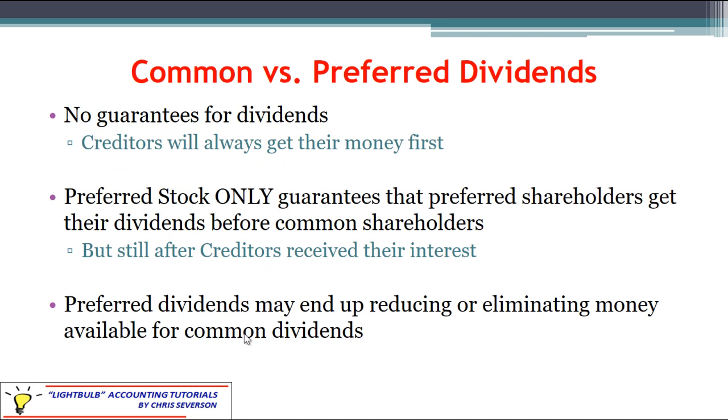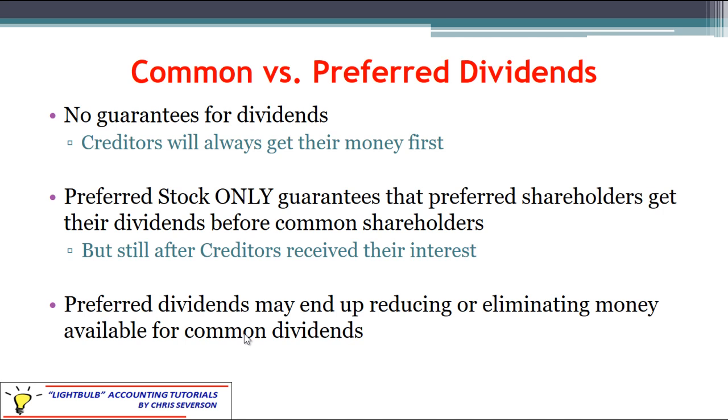Just a reminder, there are no guarantees for dividends, at least until it's been declared. Creditors will always get their money first, and again, the creditors will get their interest first. Now, in later modules, we talk about preferred dividends. One of the preferences there is that they'll get their dividend before common stockholders will get their dividend. But keep in mind, this is still after the creditors have received their interest. So the only guarantee that preferred stockholders have is that they'll get their money before the common shareholders.